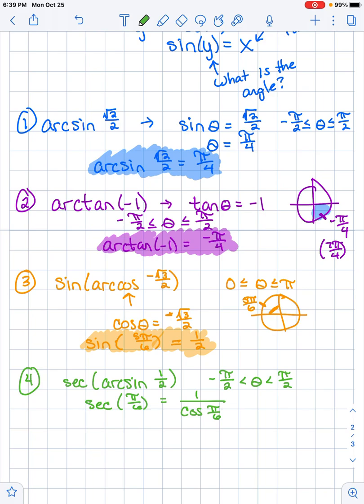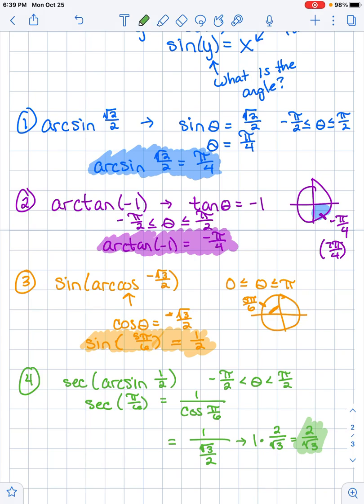We knew that sine was 1/2 at pi over 6, so we know that cosine is root 3 over 2. It's probably not best to leave a fraction within a fraction, so I'll do 1 multiplied by the reciprocal of this, or 2 over root 3. No need to change that denominator. You can leave the radical right there. So there's our solution.